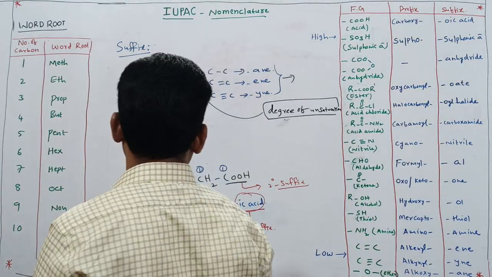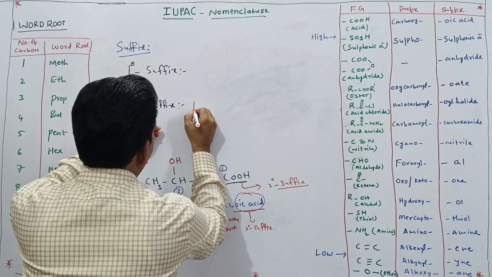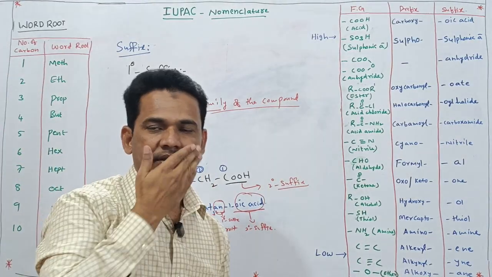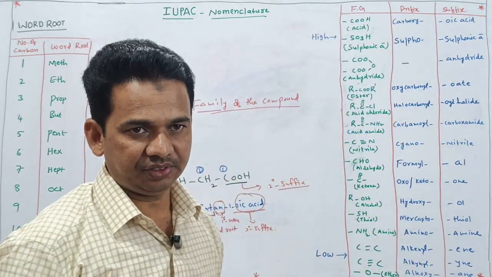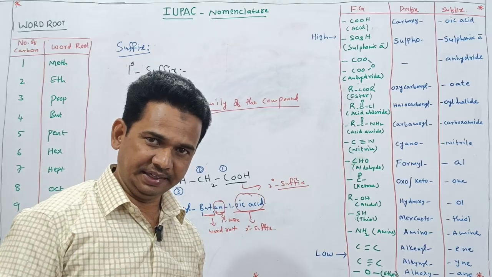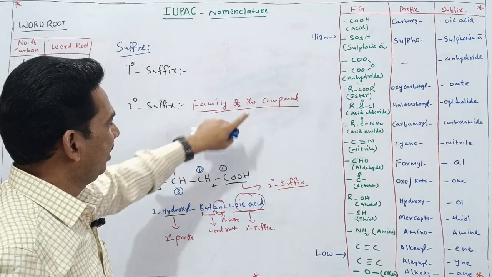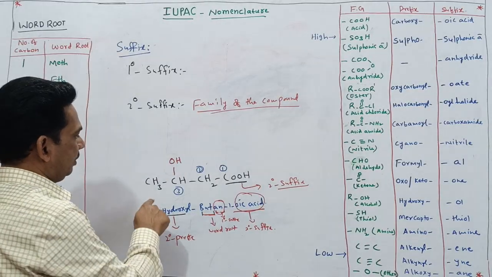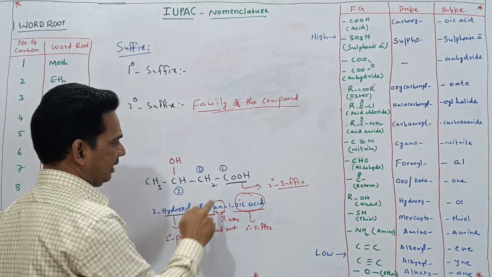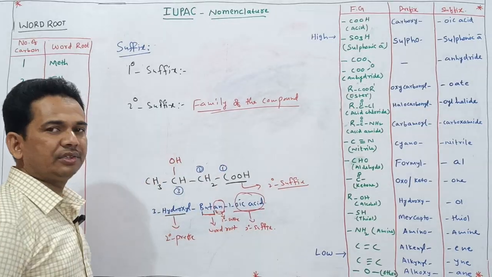Now we'll go for the secondary suffix. The secondary suffix also we mention after the word root. It tells particularly about the family of that compound. Which family does it belong to: the acid family, or ester, or amine, or mercapto, or anhydride, or alcohol? The secondary suffix always tells about the family. Now you can see here, 3-hydroxybutanoic acid: oic acid is nothing but the secondary suffix. It tells that this compound belongs to the acid family.